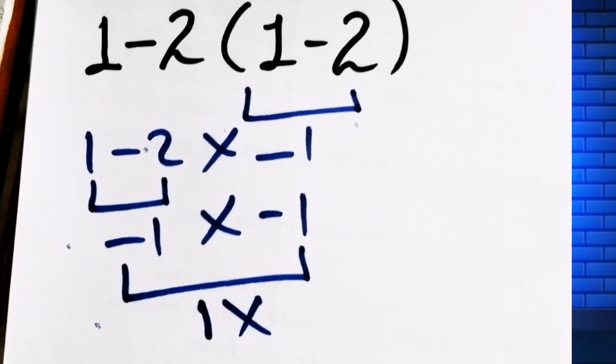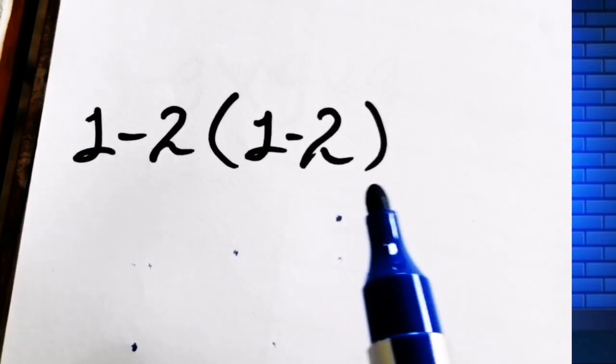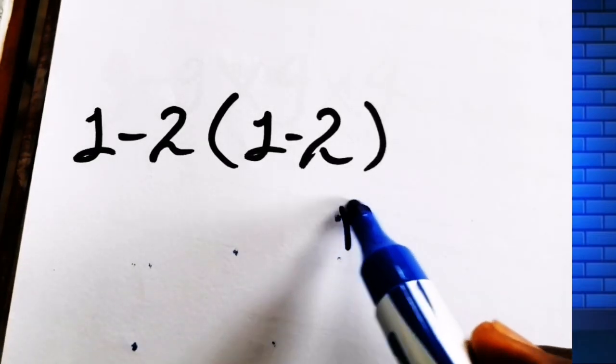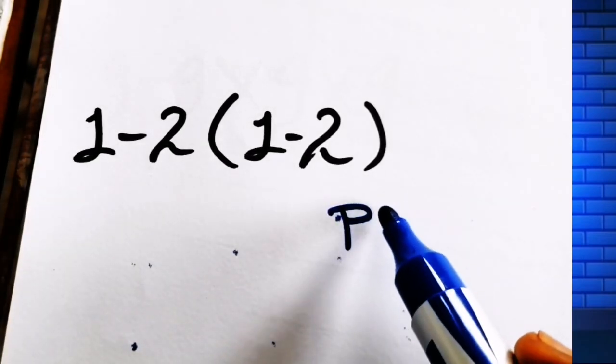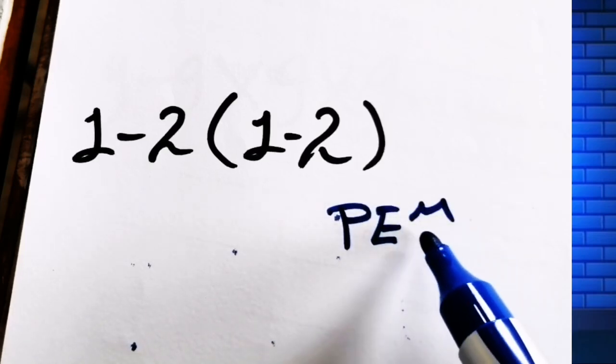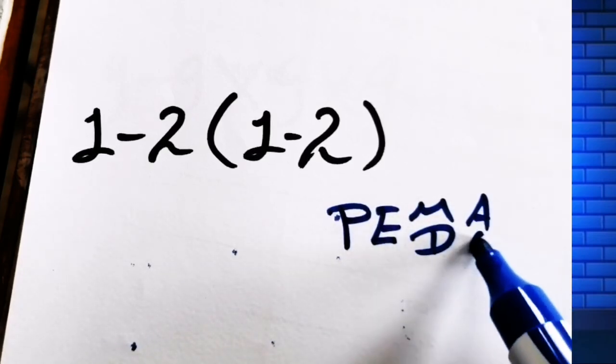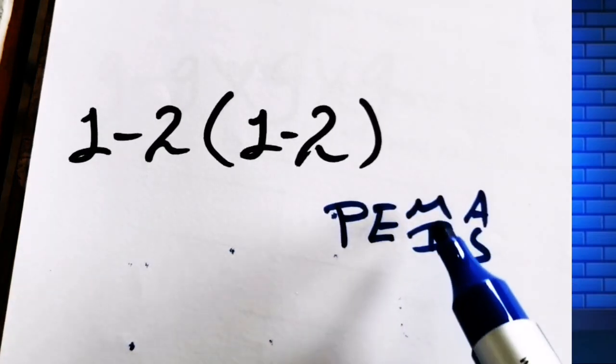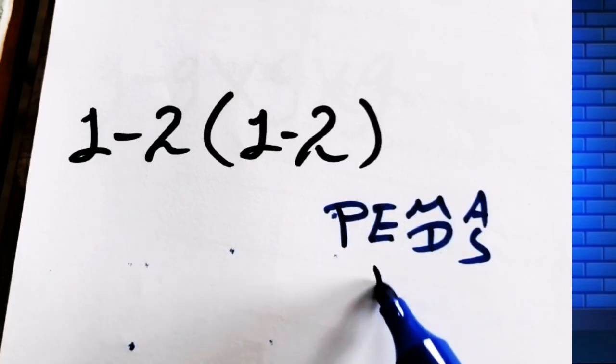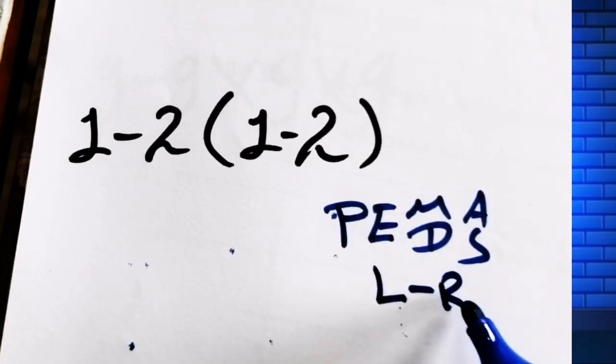But this is not the correct answer, because according to the order of operations, PEMDAS, first we have to do parentheses, then exponents, multiplication or division, and finally addition or subtraction. Remember that multiplication and division have equal priority, so work from left to right. The same applies to addition and subtraction.